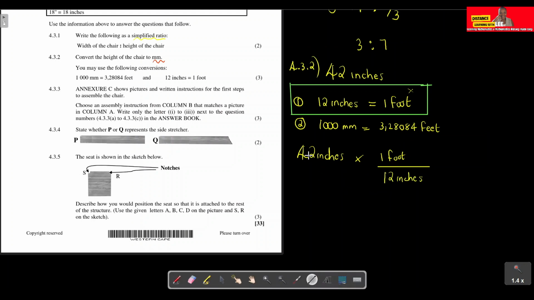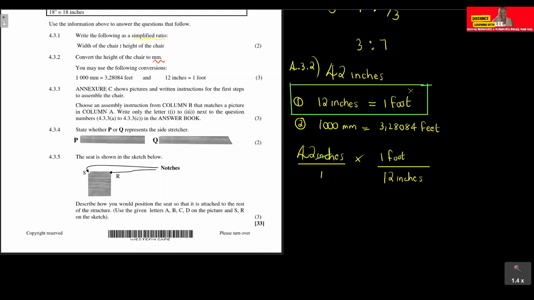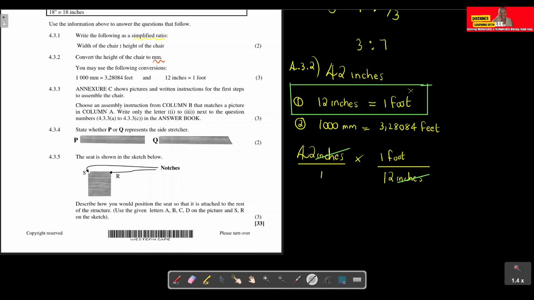Okay, so what do we see here? We see that the units for your inches and your inches cancel. If you punch this into your calculator, you can just punch it in as 42 divided by 12, and then we'll get what the answer is in feet. So our answer in feet is equal to 3.5 feet. Now we're going to continue. Now we've got our answer in feet.